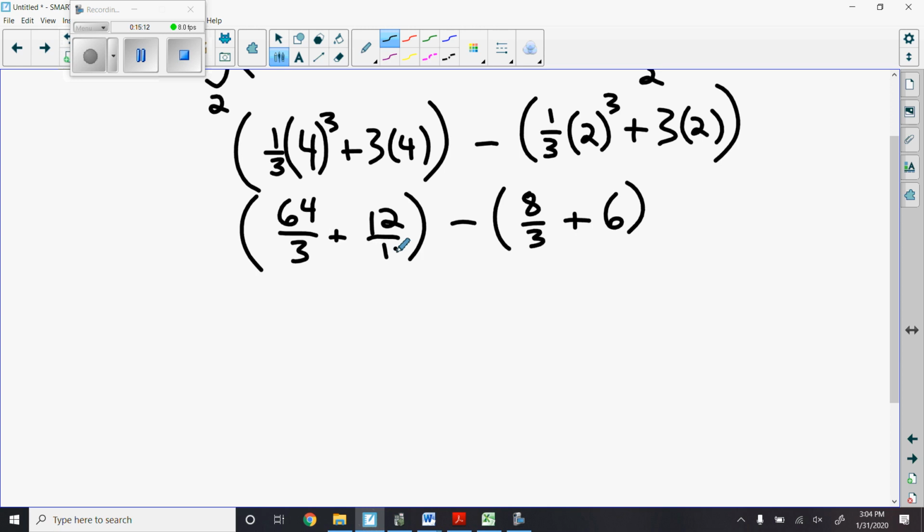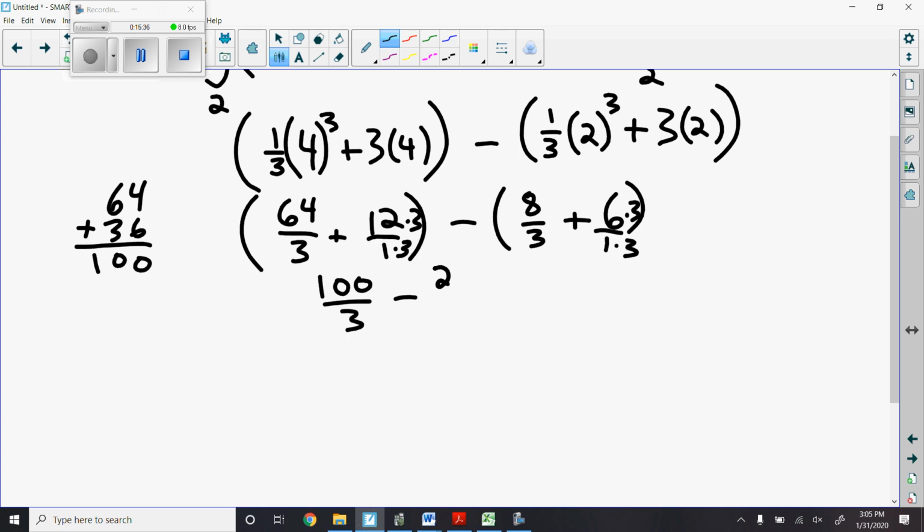I'm just going to combine things here. 64 plus 12 times 3 is 36. 64 plus 36 gives me 100. So I've got 100 thirds minus, so I've got to do times 3 again. 18 plus 8 is 26. And 100 thirds minus 26 thirds. Well, 100 minus 20 is 80. Minus another 6 would be 74 thirds. And so that would be my final answer.